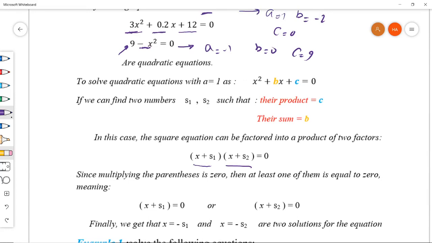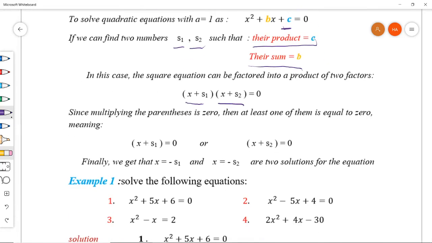First, we look at C. If we can find two numbers, S1 and S2, such that their product equals C and their sum equals B, يعني ضربهم بيكون نفس C وجمعهم يساوي B، إذا لقينا هيك رقمين إذا ممكن تتحلل هاي المعادلة. If we do, the equation is factored into two brackets like here.